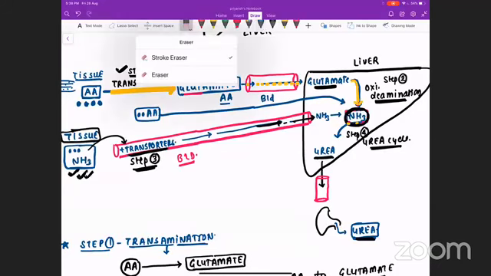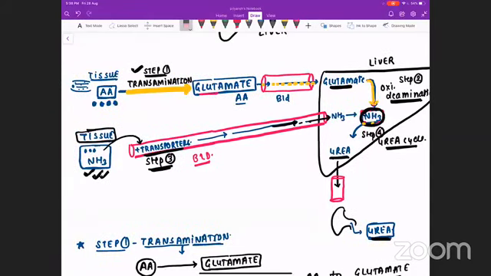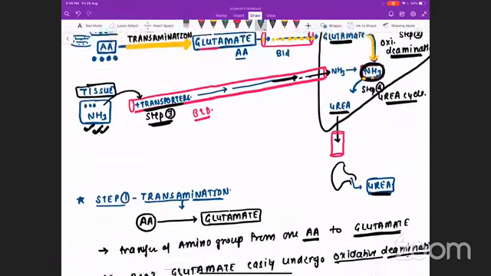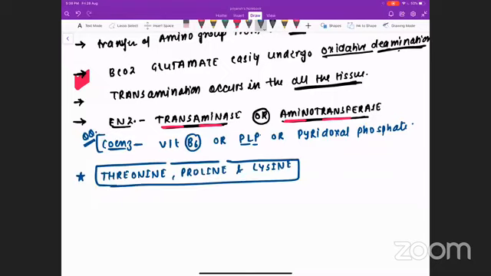There are three such amino acids which can directly come all the way to the liver and donate their ammonia. They do not undergo the transamination reaction. The names of these three amino acids are threonine, proline, and lysine. These three amino acids will directly go to the liver and donate the ammonia. They will not undergo the transamination reaction. So threonine, proline, and lysine do not undergo the transamination reaction.